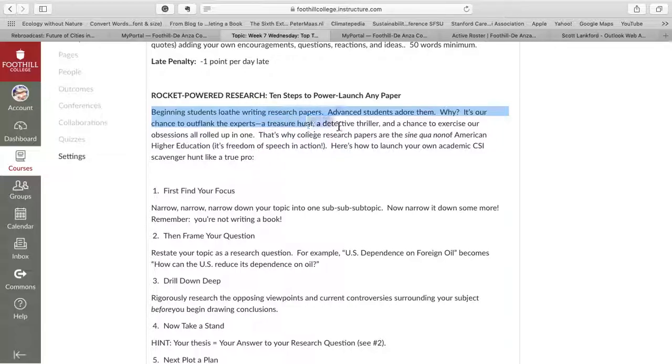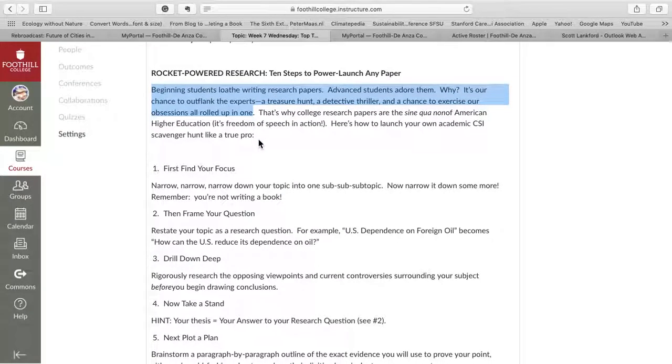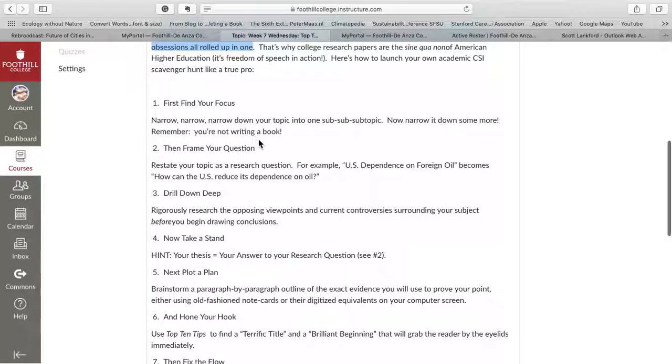Think of it as a treasure hunt. Think of it as a detective thriller. Think of it as a chance to exercise your obsessions. Honestly, I think a healthy dose of curiosity is a beautiful thing in life. But doing research, even when it's not required, can make any essay better. It can be a huge bump to your GPA. It can be just a huge bump to your interest in the topic.